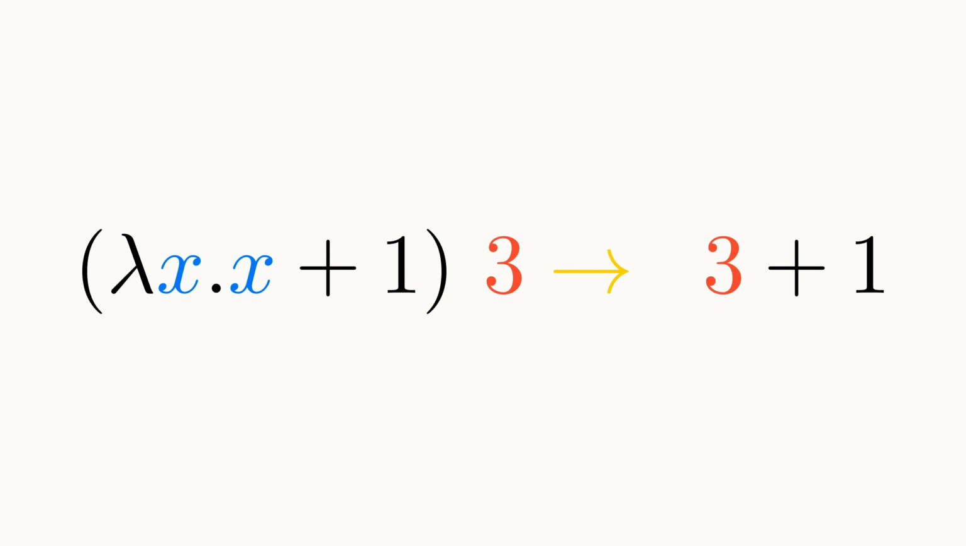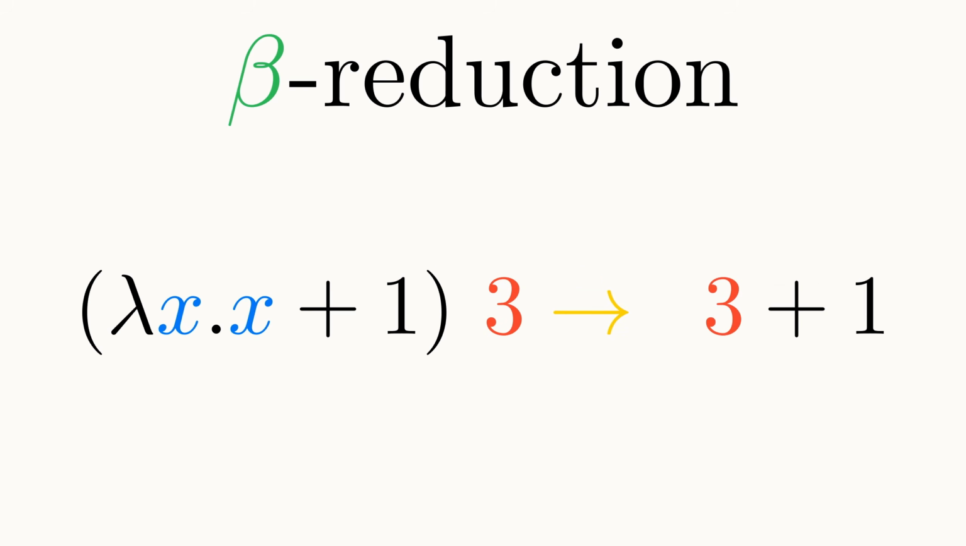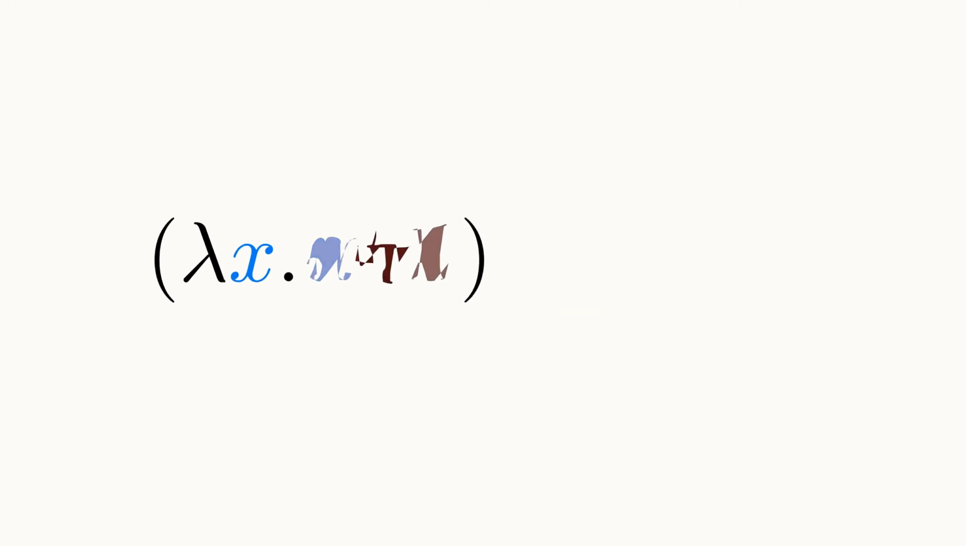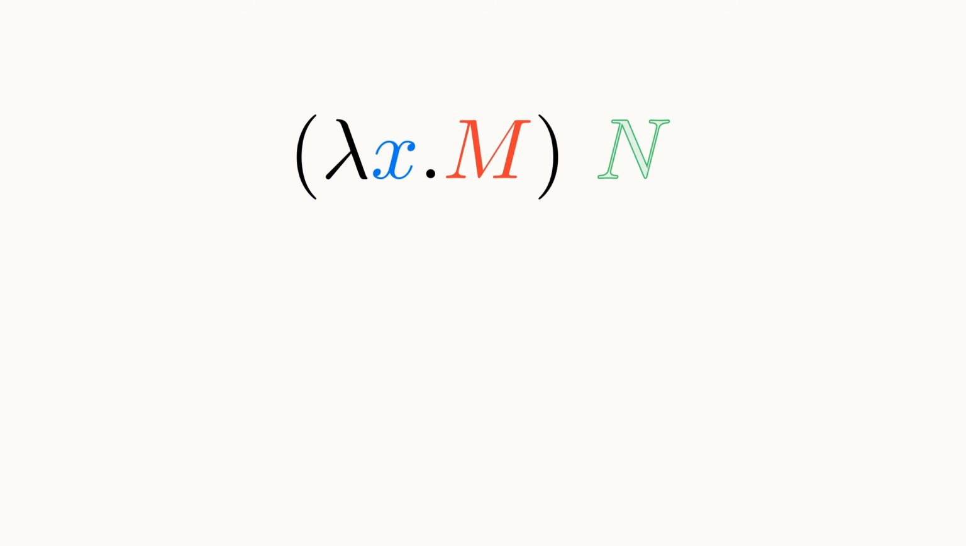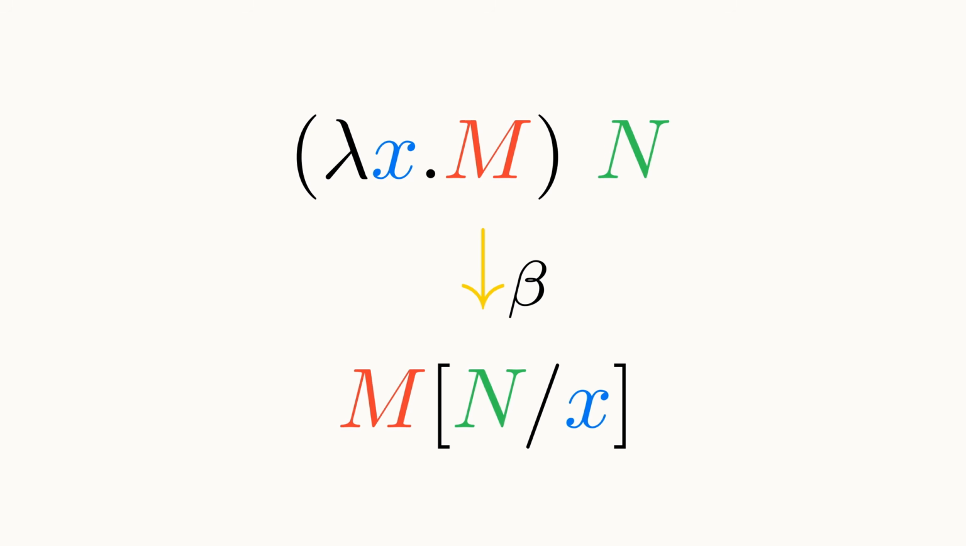plus 1, or 4. We call this process of substituting a term for the input variable of a function beta reduction, and we write this as an arrow with a little beta next to it to show that a reduction has taken place. In general, if we have a lambda abstraction, lambda x.m, applied to an input n, denoted by writing the input on the right of our function, we can perform a beta reduction by going through m and substituting our input n for the variable x. We'll shorten this by writing a slash to mean substituted for.